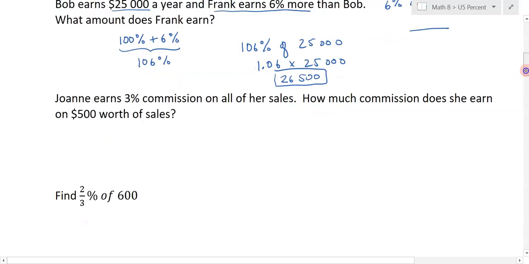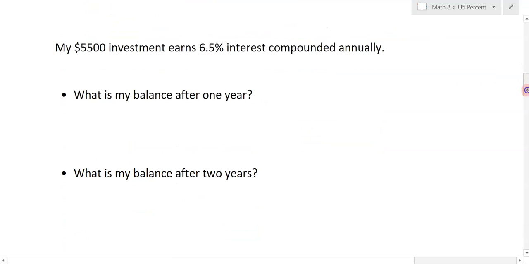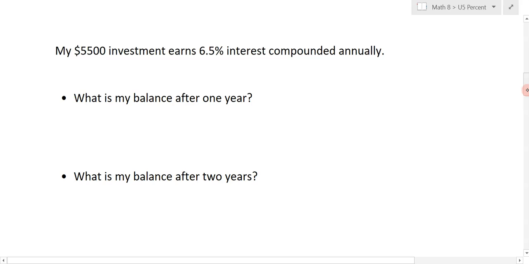All right, let's skip down to another question that's helpful like that. Let's try this one. My investment of $5,500 earns 6.5% interest compounded annually. Compounding means that the interest I earn stays in the bank, and the new interest I make is calculated on my new balance. So I don't take the interest out. I'm going to earn some money, my balance will go up, then I'm going to earn some money on my new balance. So interest is calculated off of the new balance plus the interest.